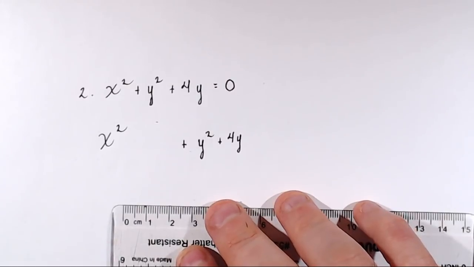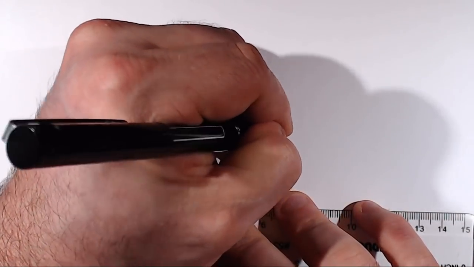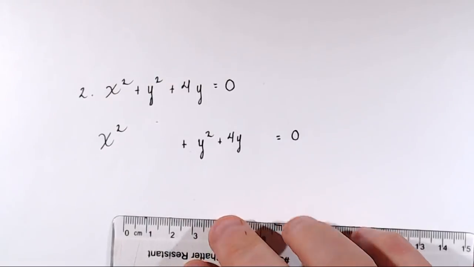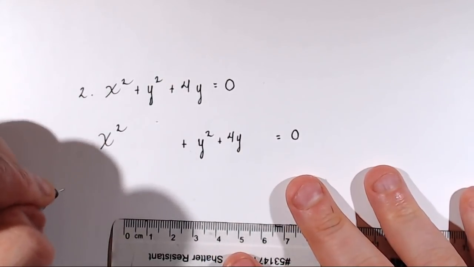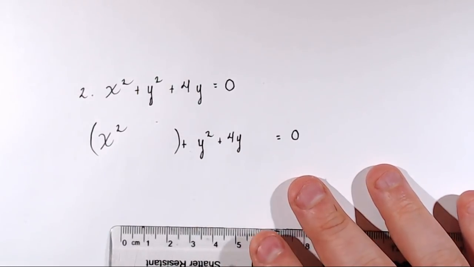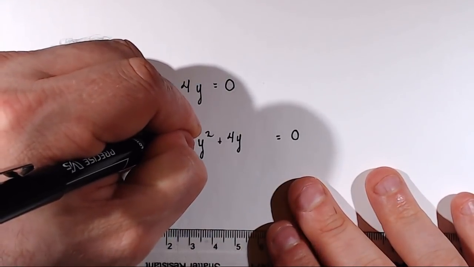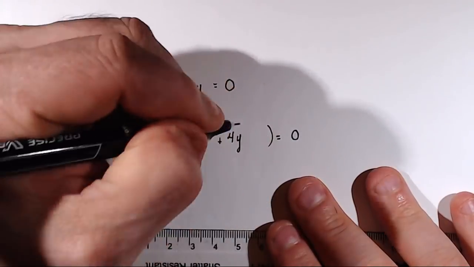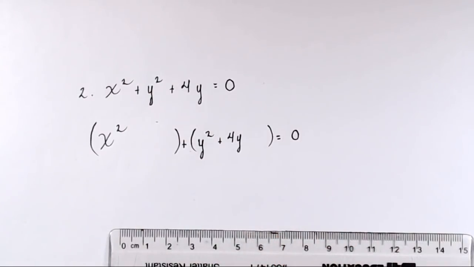And then I will leave a space. Okay, put equals 0. Again, we will put parentheses around our x expression and parentheses around our y expression. Okay, what's going on here?